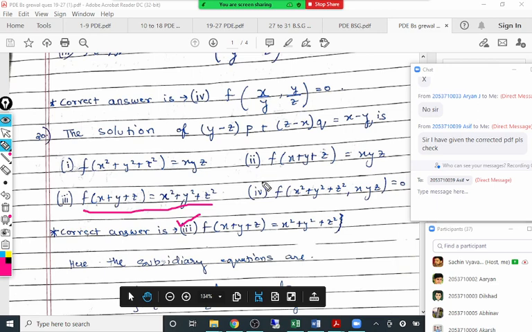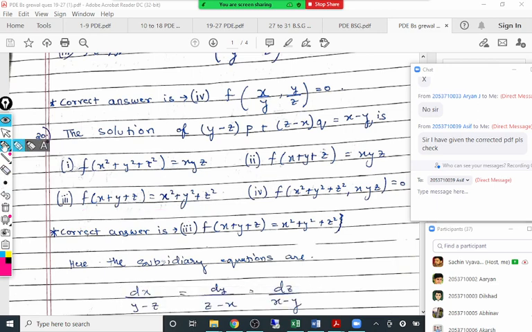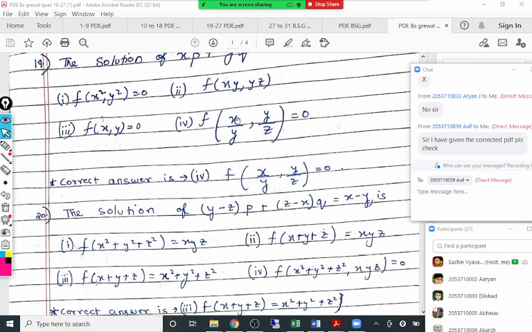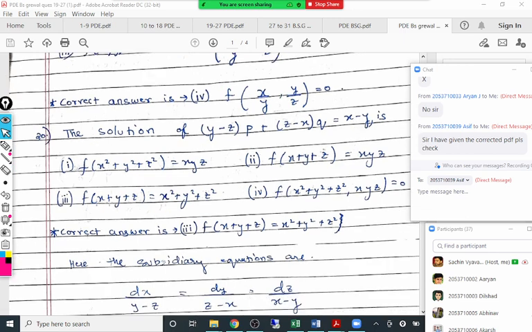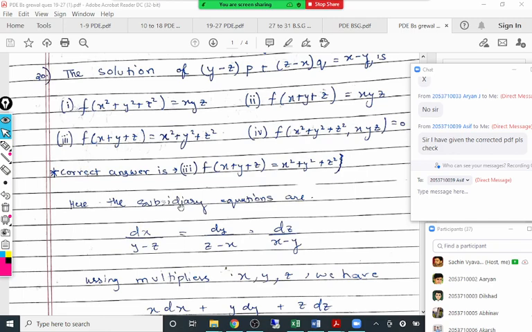Now see the difference in the form. The previous answer, if you see this question, is given in f of u comma v equal to 0 form. And here the answer is given in f of u equal to v form, or u equal to f of v form. So you have to check, the answer can be given in any one form. You should just tick the correct one. So the third is correct here.